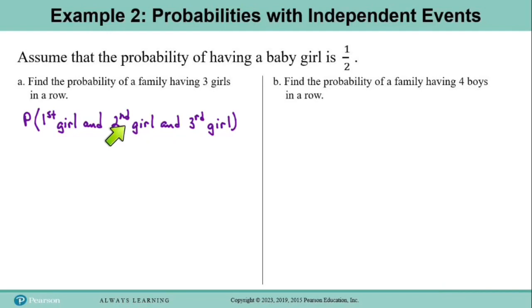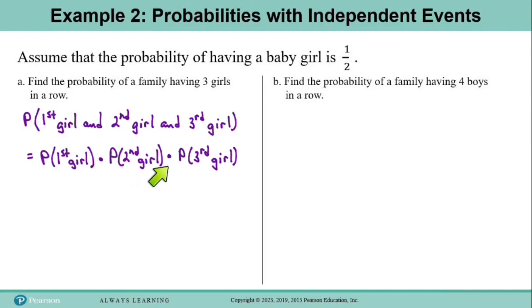So now with the word "and" in here, we see that we can multiply the probabilities together. So this is going to be the probability that the first baby is a girl times the probability that the second baby is a girl times the probability that the third baby is a girl. Now, for each baby, the probability that the baby is a girl is 1/2. So the probability that the first baby is a girl is 1/2, and that's going to be times the probability that the second baby is a girl, so times 1/2, times 1/2 for the third baby. And 1/2 times 1/2 times 1/2 is 1/8, or in decimal form that would be 0.125.